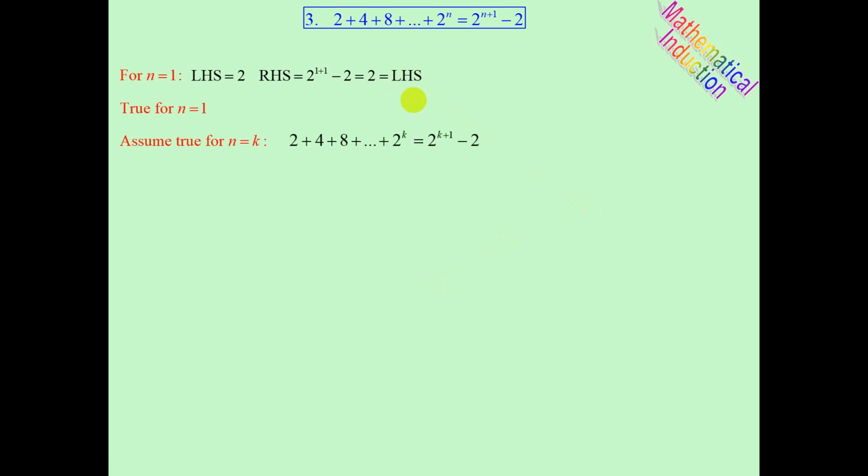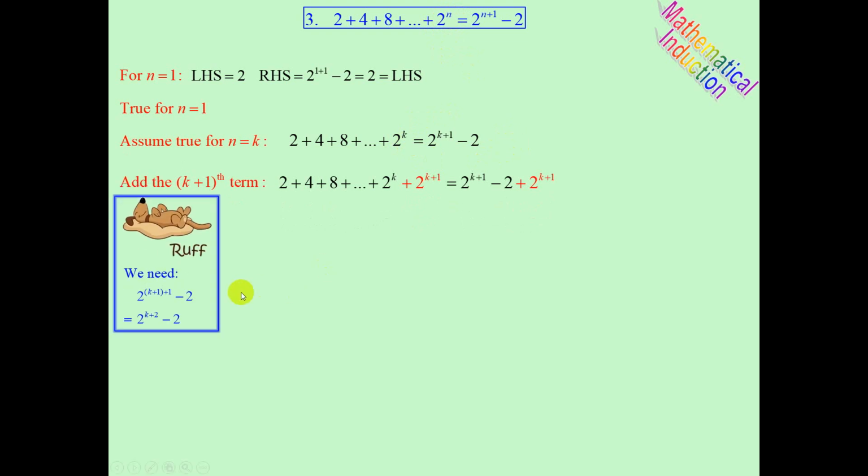Now we're going to add the k plus 1th term to both sides. Note that that'll therefore be plus 2 to the k plus 1 in there, and plus 2 to the k plus 1 there. Now what we hope that we're going to get is 2 to the k plus 1. Notice there's, instead of n, k plus 1, plus 1 minus 2. That's what we hope to get, which if I simplify comes to there.